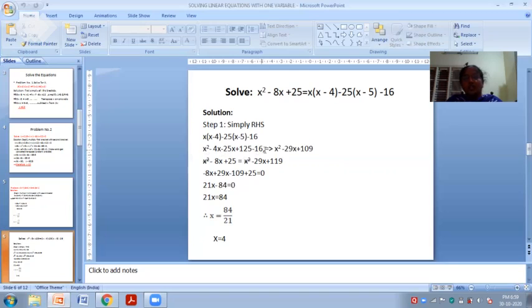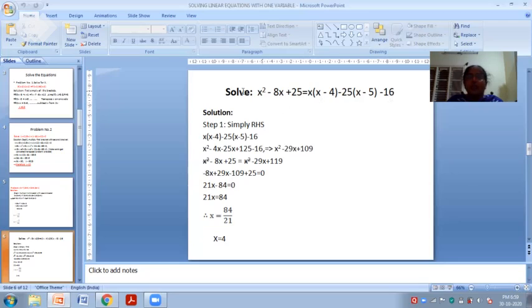Next, simplify this equation. It becomes x square minus 29x, because here minus 25x minus 4x, add together. Both the signs are the same, that is why there is no change in the sign. So minus 29x, because we are not multiplying, we are adding. So we are adding the two numbers. So minus 29x plus 109, because 125 minus 16, how much are we going to get? 109. This is on simplification of the RHS side.